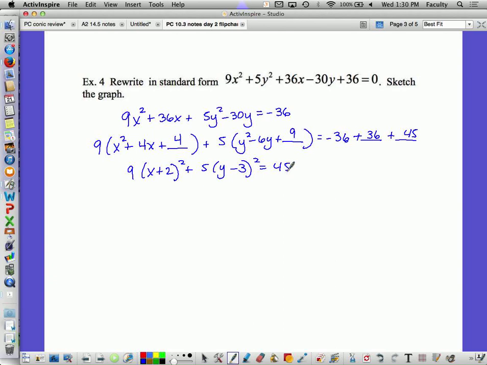To finish this up, I need it equal to 1. So you divide by the number that's on the right side. In this case, it's 45. So there's your equation.